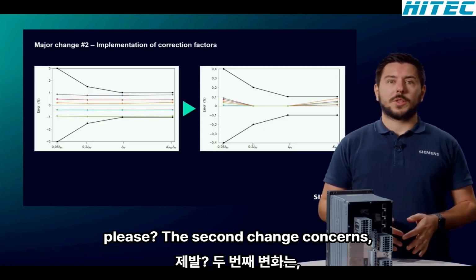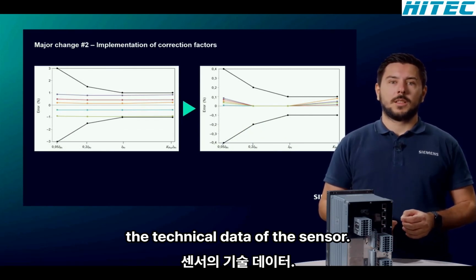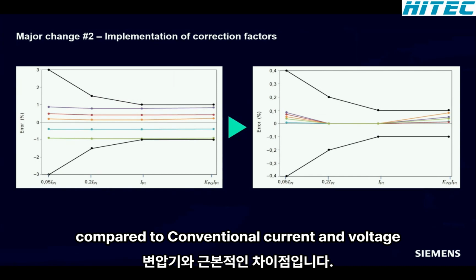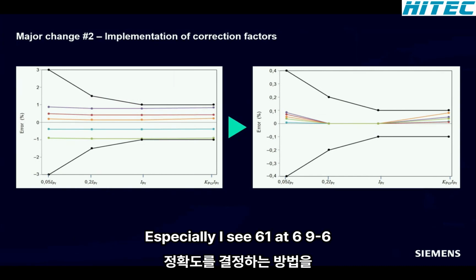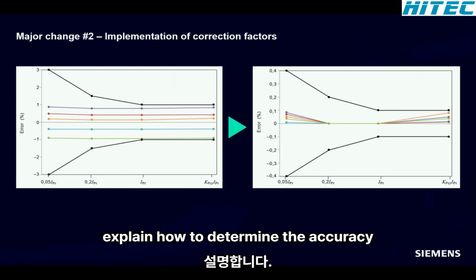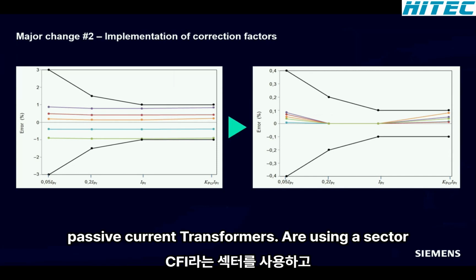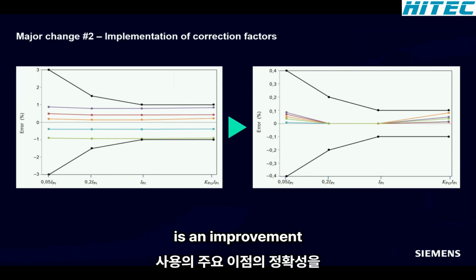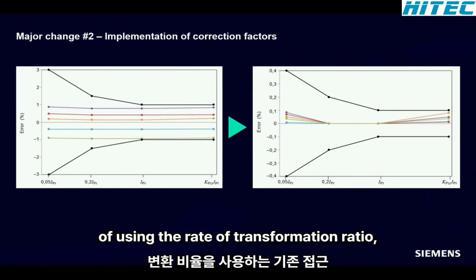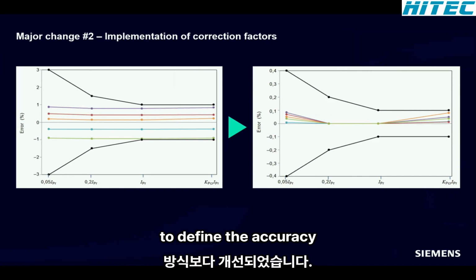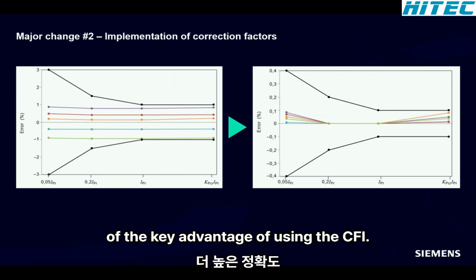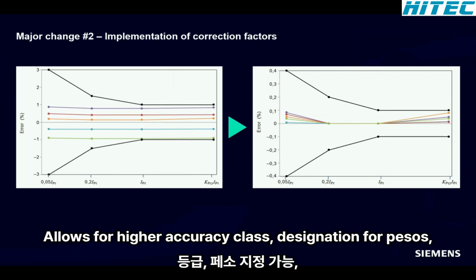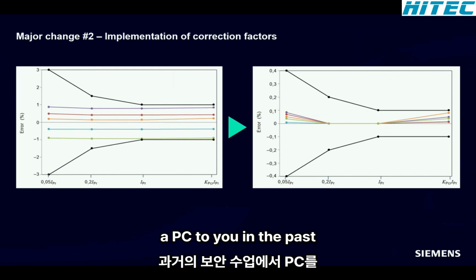The second change concerns the technical data of the sensor. There is a fundamental difference compared to conventional current and voltage transformers. The standard, especially IEC 61869-6, explains how to determine the accuracy class of low power passive current transformers by using a factor called CFI, where the I stands for current. This method is an improvement over the traditional approach of using the rated transformation ratio to define the accuracy class. The key advantage of using the CFI is that it allows for a higher accuracy class designation for passive LPCTs.